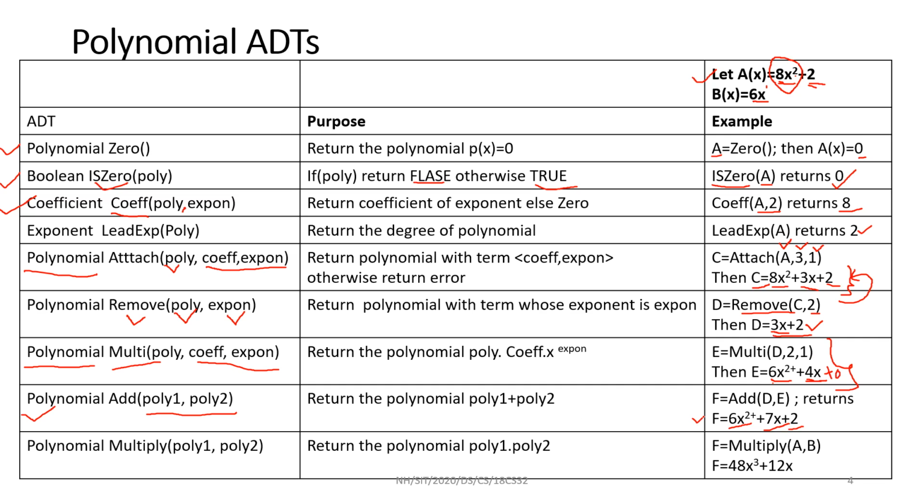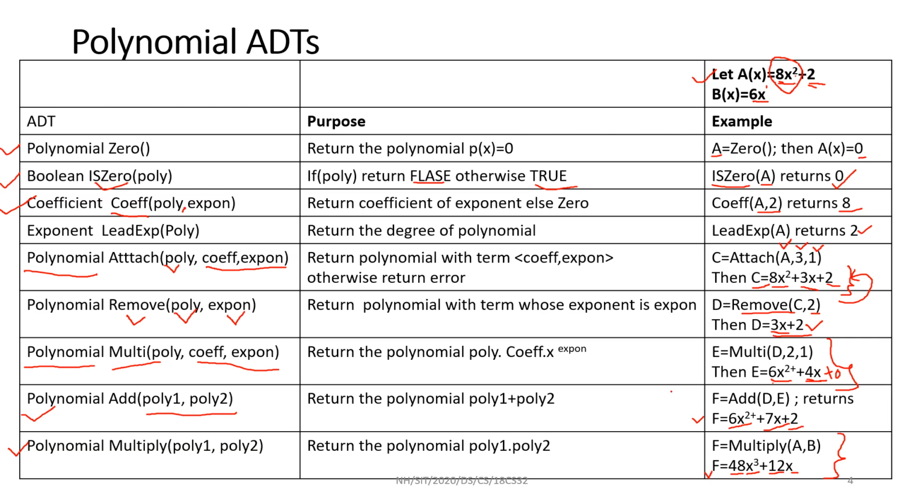This returns a polynomial. The last one in this is polynomial multiplication. Two polynomials are multiplied. The result is again a polynomial. What is multiplied? A and B are multiplied. A is 8x square plus 2. B is 6x. 8 into 6, 48. x into x square, x cube, plus 2 into 6, 12x. This is the result after multiplying two polynomials. The result is again a polynomial.